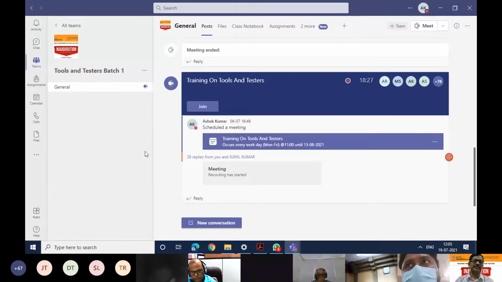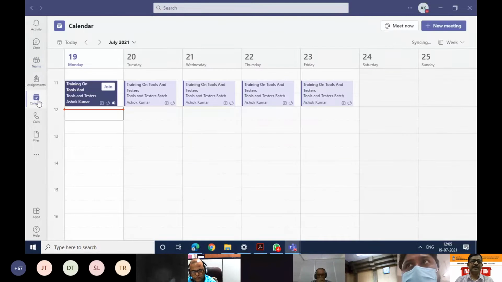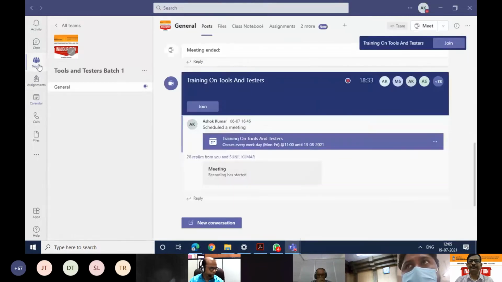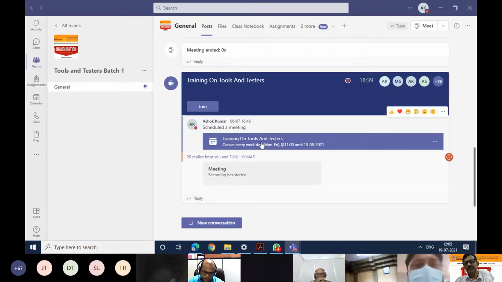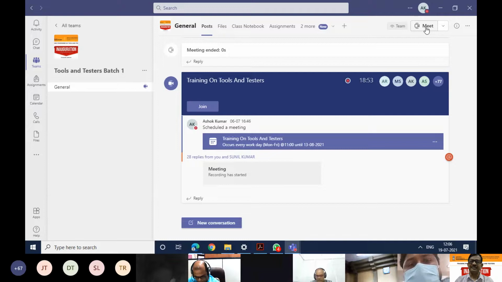So one option is that you join the meeting through the calendar. The other option is that you go to the team and General, and here you'll see this, and you can join using this. Since this meeting has already started, you can directly join from here. But if someone else has started a new meeting, anybody of you can actually start a new meeting by pressing this.